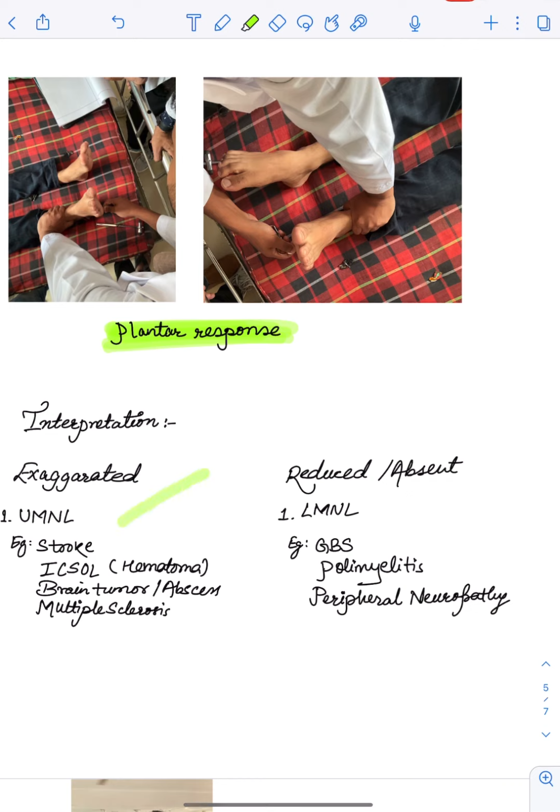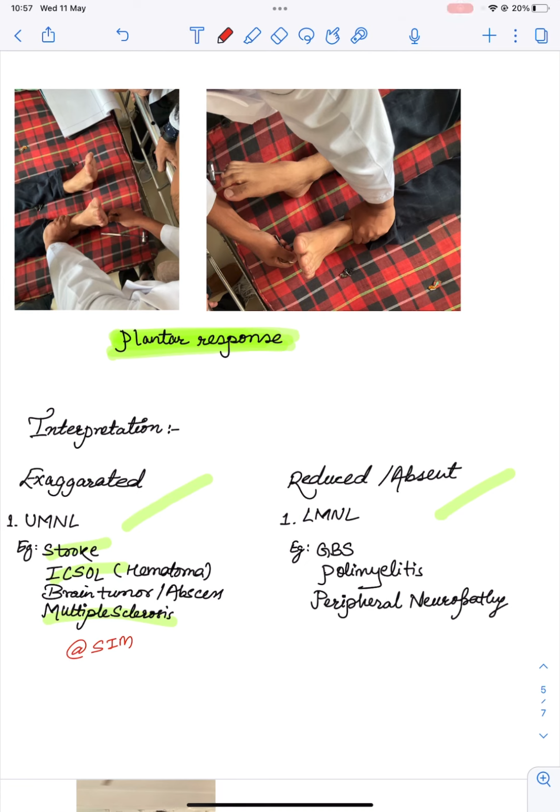If the reflexes are exaggerated, it's upper motor neuron, and if reduced, it's lower motor neuron. Its causes are stroke, space-occupying lesions like brain tumors and abscesses, and multiple sclerosis. So it's SIM: S for stroke, I for intracranial space-occupying lesions, that is brain tumors and brain abscess, and M for multiple sclerosis. And if these are absent, then it's lower motor neuron lesion: GBS, poliomyelitis, and peripheral neuropathy.